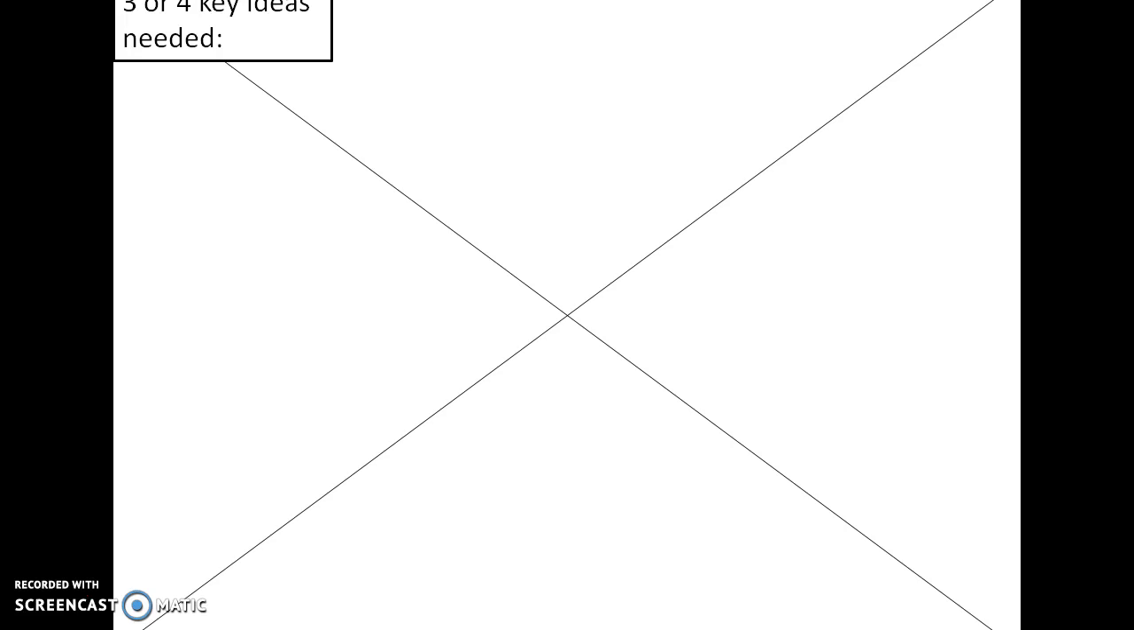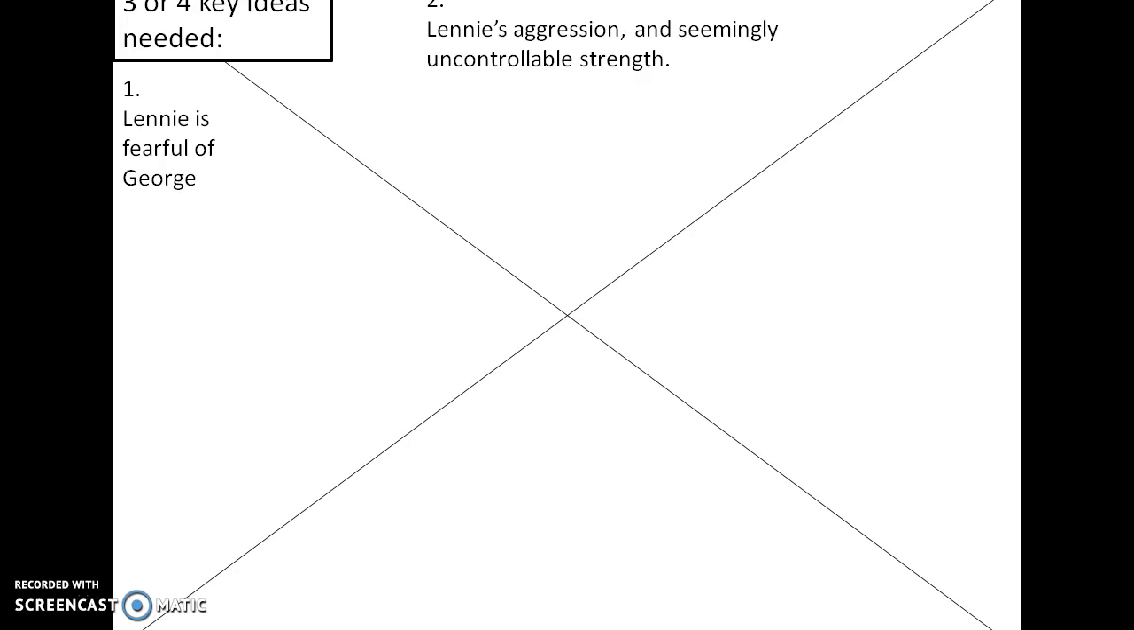So for this question I'll need 3 to 4 points about how Lenny is presented. Now my first point will explore the idea that Lenny is fearful of George. Okay? I need to find 1 or 2 quotes which back up this point. In my copy of the book in the exam, I'll use a pencil to underline the quotes that I want to use. I'll number them as 1 as they go with my first point.